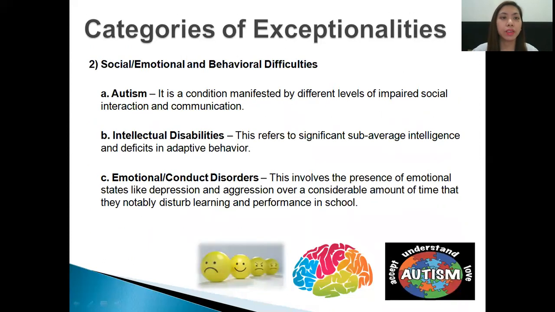The second category is social or emotional and behavioral difficulties. We have autism, which is a condition manifested by different levels of impaired social interaction and communication. Repetitive behaviors are also observed and shows limited interest. Individuals with autism usually have an intense need for routine and predictable environment.